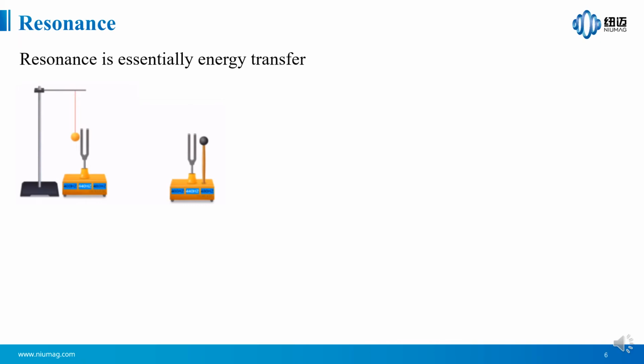If they have the same frequency, when one of them vibrates, the other one close to it vibrates as well. That's resonance. It's a tuning fork that transfers energy through resonance to the other tuning fork. If the frequencies of the two tuning forks are not equal, there will be no resonance and no energy transfer.